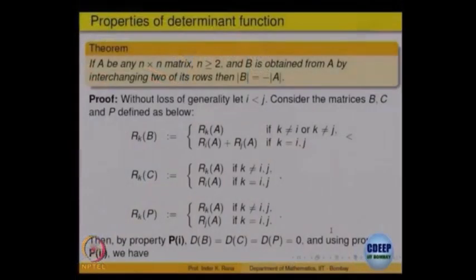Let us assume i is less than j, right. The ith row is interchanged with the jth. So one of them will be smaller than the other; let us say the ith row comes before the jth row. Now let us consider a matrix B. I am constructing a new matrix B. This matrix has all rows the same as that of A, except for the ith and jth. The ith row is Ri plus Rj of the original one, and the jth row is also Ri plus Rj. Ri and Rj were interchanged. So using that i and j, I have constructed a new matrix, right.